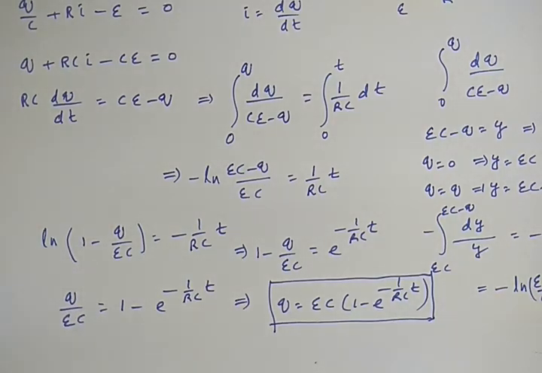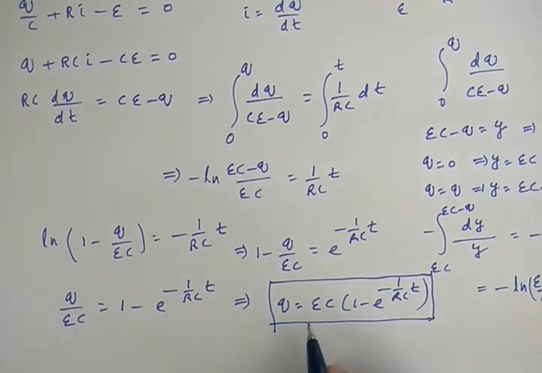At time t is 0, you can simply test this equation. If you keep t is 0, then e power minus 0 will be 1, then 1 minus 1 is 0, then q becomes 0. If you wait for a long time, let us say t is infinity, then e power minus infinity value is 0, then 1 minus 0 is 1, then you get q equals EC.